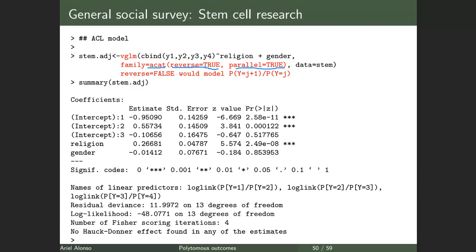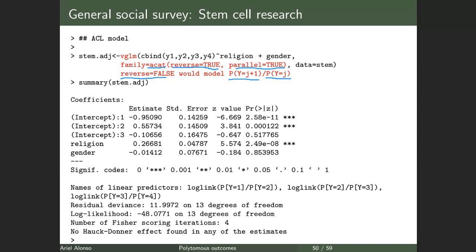If you put reverse equal to FALSE, then the only difference is that you're modeling the odds of the probability of y equal to j plus 1 divided by the probability of y equal to j. And if you put that equal to TRUE, you model the reverse of that: the probability of y equal to j divided by the probability of y equal to j plus 1.